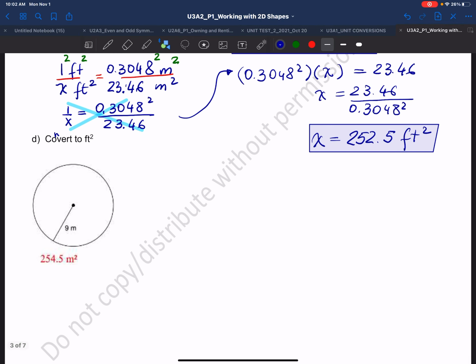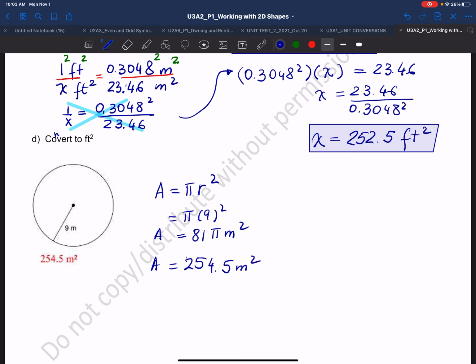So the last question is in the shape of a circle. We have the area, actually this is the answer, by the way, in meters squared, and we need to find out what the area will be in feet squared. So first we're going to find the area in meters squared. Area of a circle, pi r squared, pi times 9 squared would be 81 pi meters squared, or approximately to 1 decimal place, 81 times pi equals 254.5 meters squared.